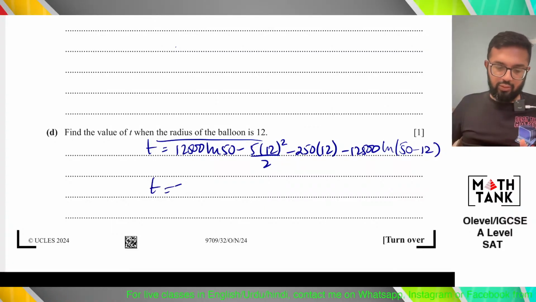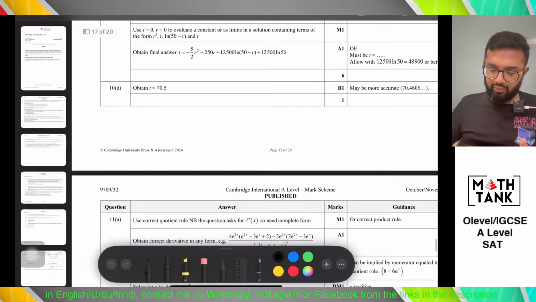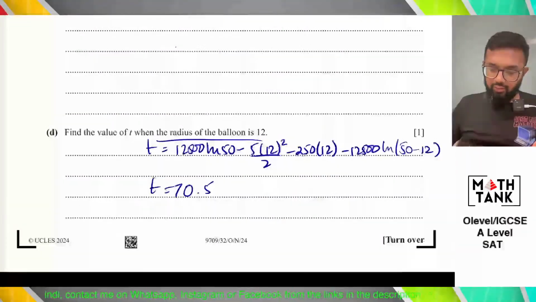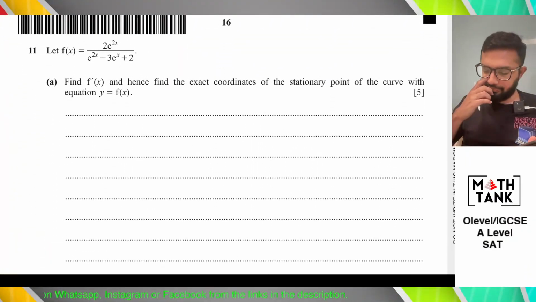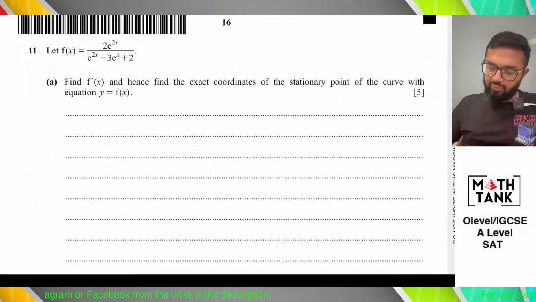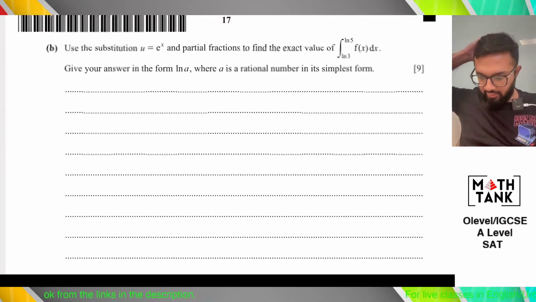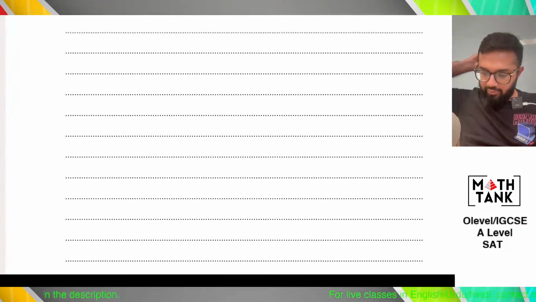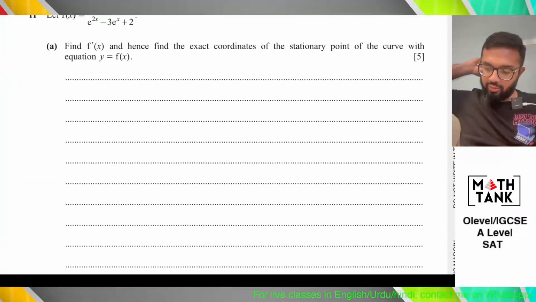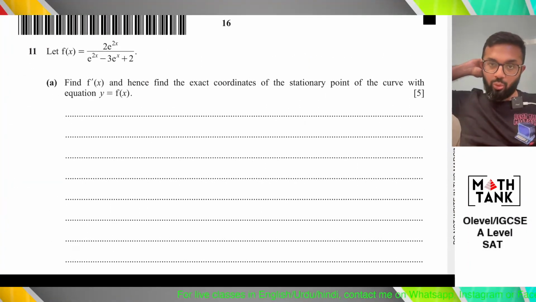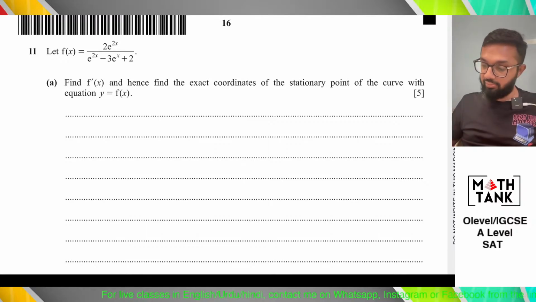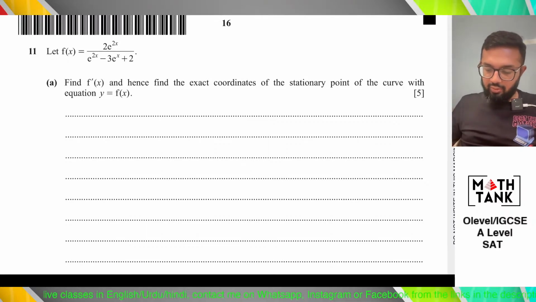I think the answer should be 70.5. Yep, that is the correct answer. On to the last question then. What is this question about? Stationary points and then integration by substitution. Surprisingly, there's no integration by parts or partial fractions in this exam.